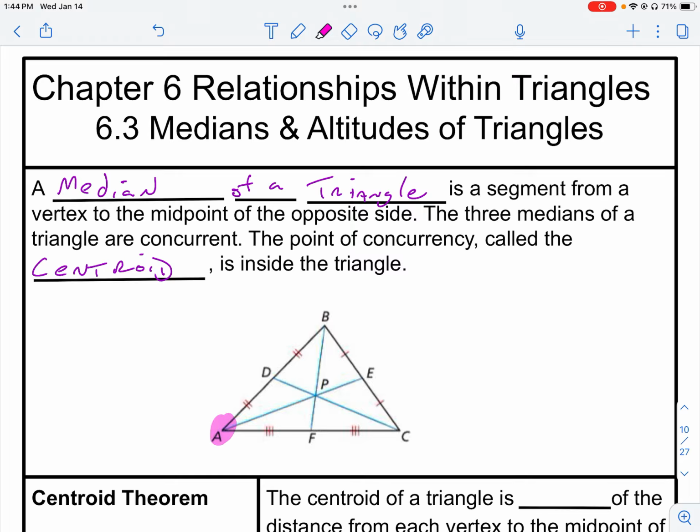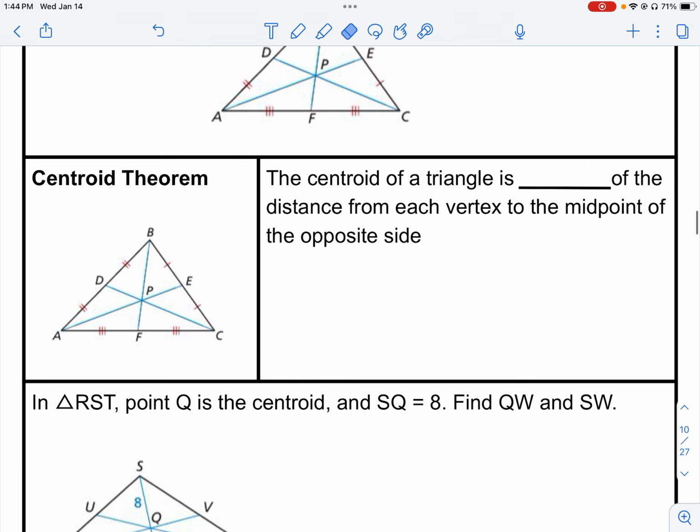So we're starting at the vertex and we're going in. Vertex, in, vertex, in. So it has no choice but to be inside the triangle. So from the vertex, from the angle, to the midpoint of the opposite side is a median, and three medians create the centroid. And the centroid of the triangle is 2/3 of the distance from each vertex to the midpoint of the opposite side. So we've got 2/3 on this side, and we've got 1/3 of this side.